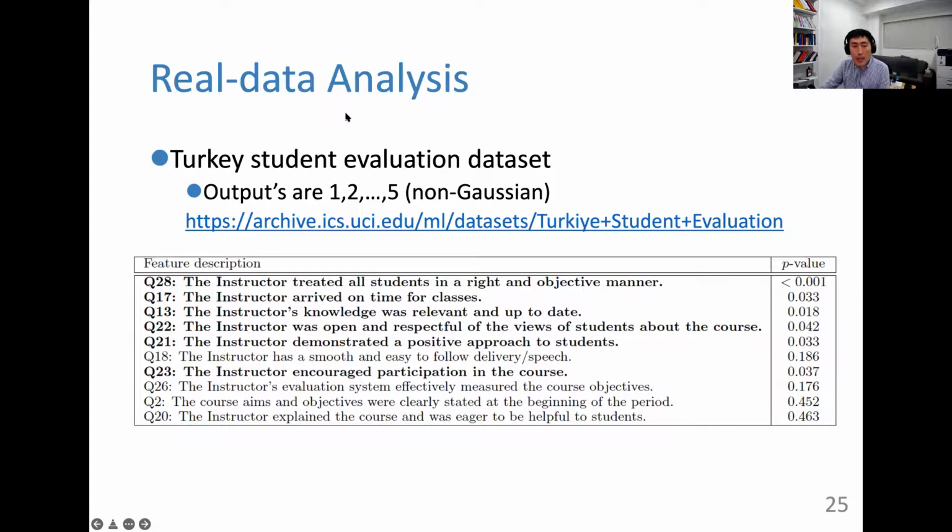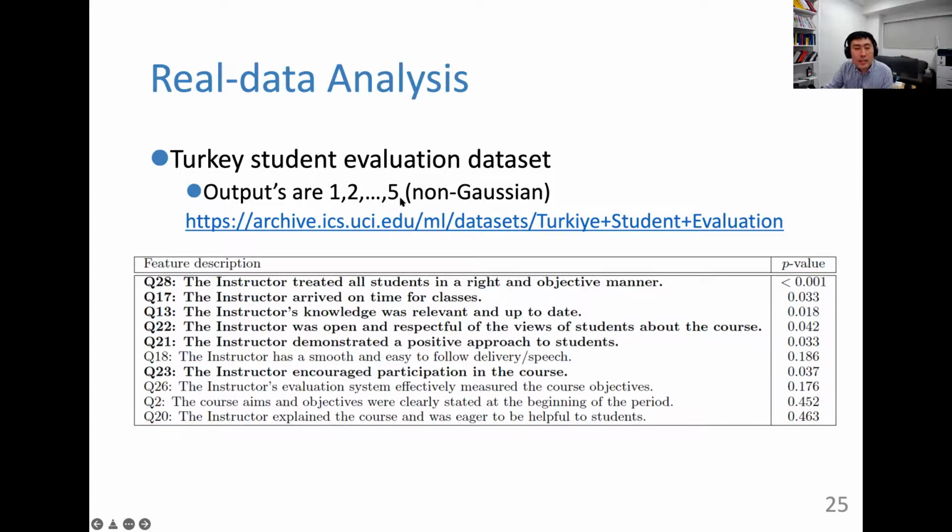I'll just show one. This is a Turkish student evaluation data set. I chose this data set because it has outputs from 1 to 5, meaning response values. 1 is maybe a poor teacher, 5 is a good teacher. I picked this data because we basically cannot do testing based on the typical linear selective inference method, because the polyhedral lemma assumes Gaussianity for the outcome.